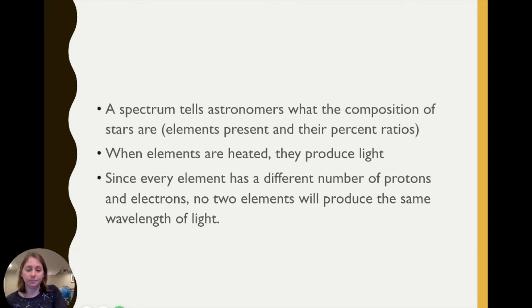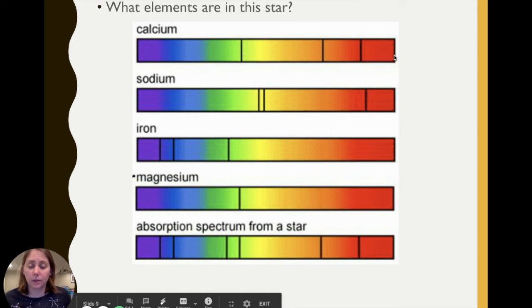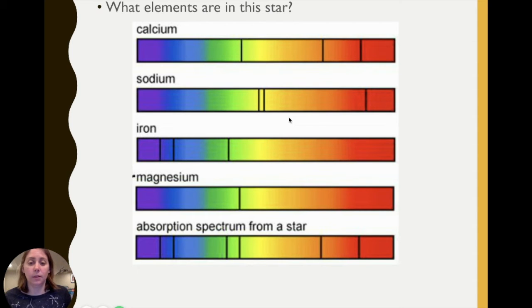That's awesome. Okay, so what we did, scientists studied a whole bunch of elements in the lab, and every time they look at calcium, they get these exact 3 lines, no matter what. Every time they look at sodium, they get these exact 3 lines, and they have to be in that exact spot too. Iron and magnesium. So every element you look at is going to have a different spectrum. So we can use this as like a fingerprint.